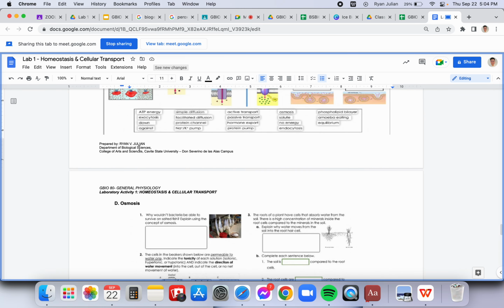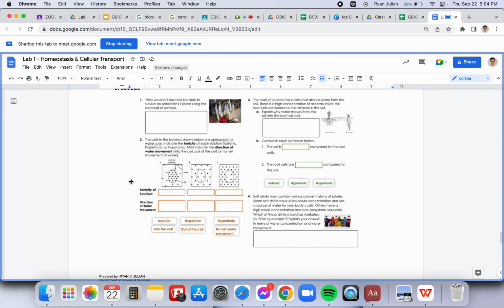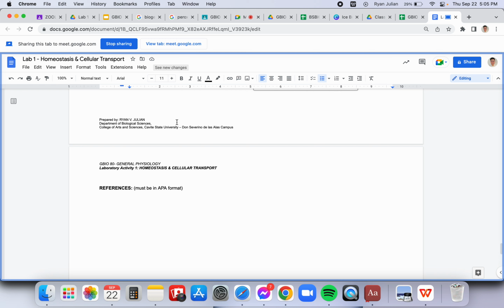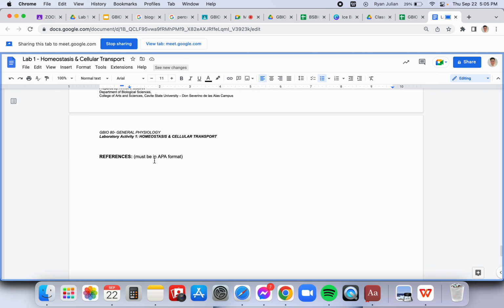And for the last and final activity that you have to do is the osmosis. Same process. Click on the drawing button, create new, and then insert a text box and directly put your answer here. You don't have to create a separate file for this activity because I've already made a copy for each and one of you. Para same format na lang po ang ating lab 1 activity.